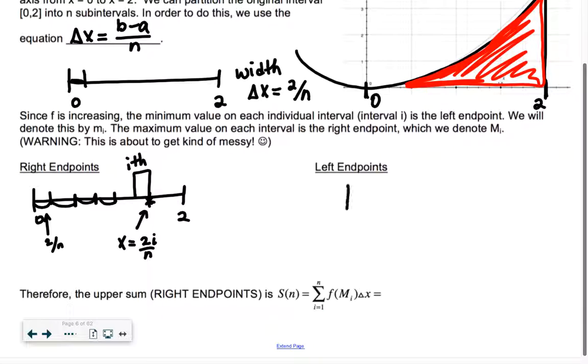But if we want the left one, for that ith rectangle, just like we talked about, if I was trying to get the third rectangle, I would use the one over here on the left side, right? That would only be 2 of these 2 over n's. That is what we want, but it's a little bit hard, right? Because if I want the left-hand endpoint, this is going to be 2 over n multiplied by i minus 1.